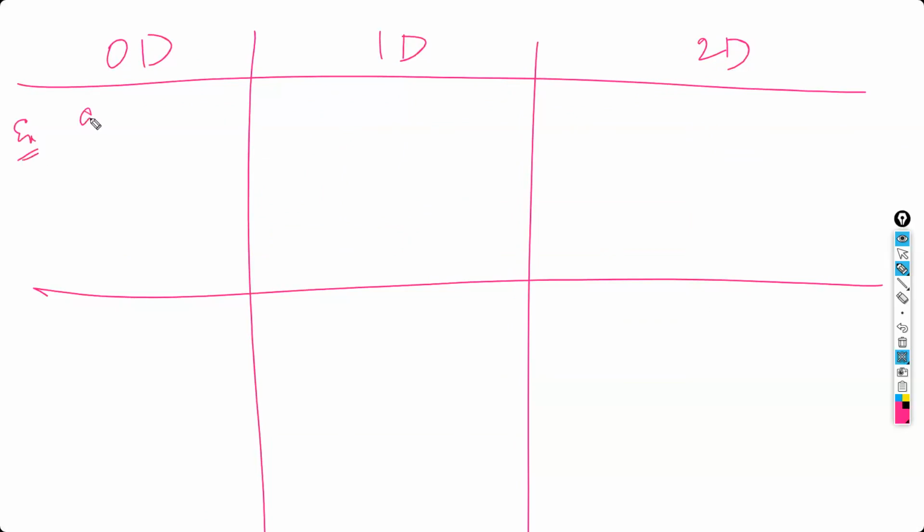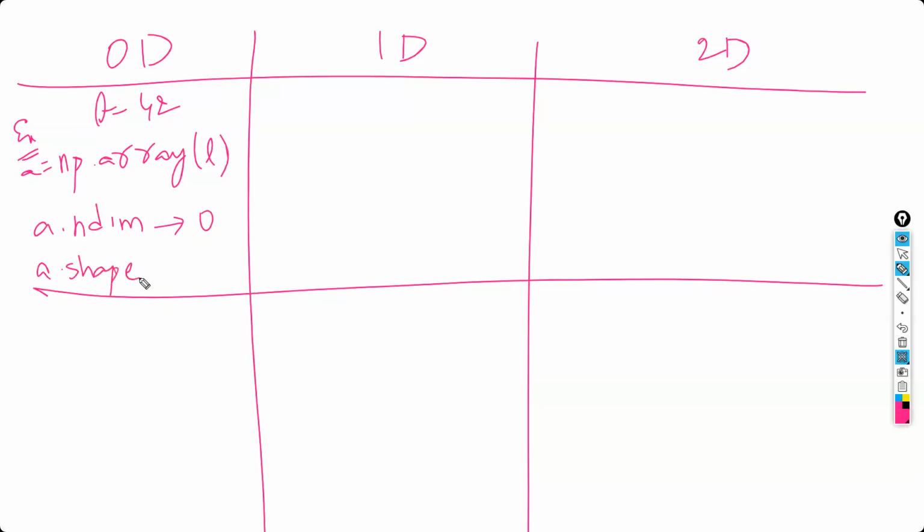First, L is equal to only 42, just 42. Now, if I convert this one to array, A is equal to np dot array of L. Now it is going to convert as array 42. And what is the dimension of this? What is ndim? It is going to give 0. And what is the shape of this? A dot shape is going to give empty parentheses.